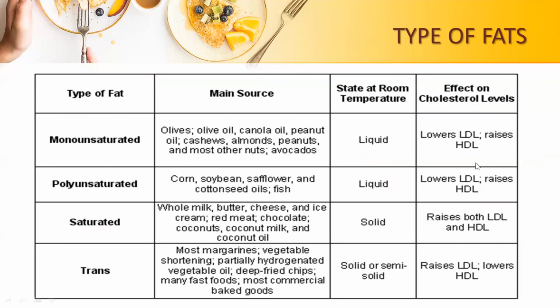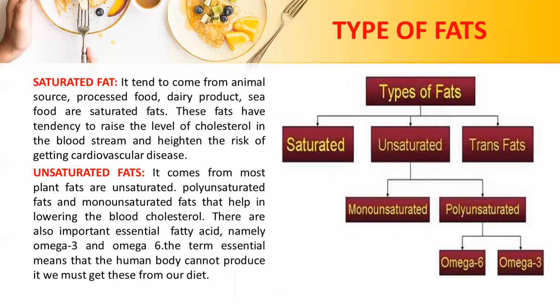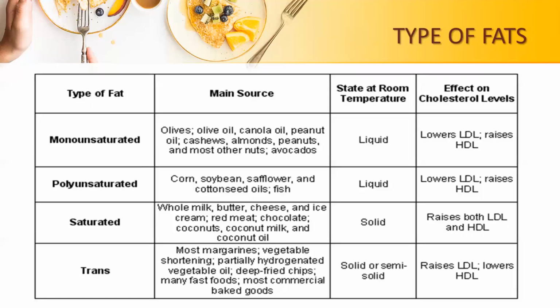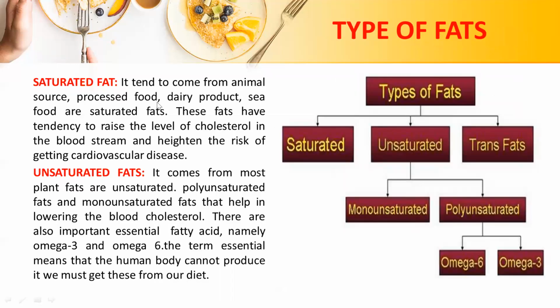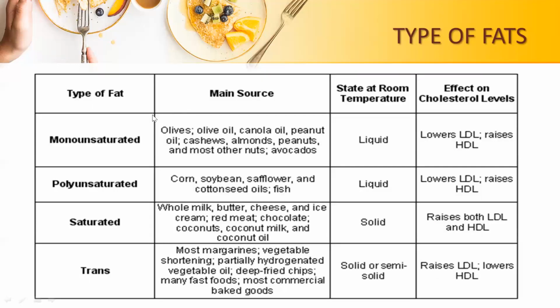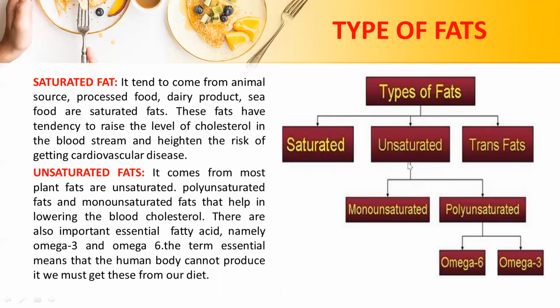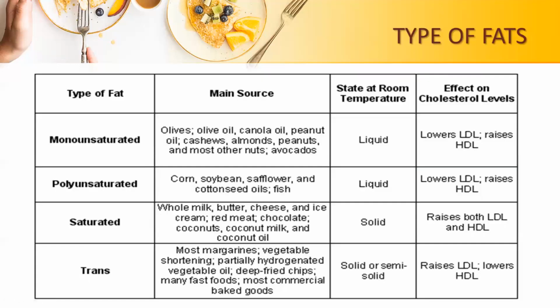This is a chart of types of fat: monounsaturated, polyunsaturated, saturated, trans. So what are the main sources? Where do we get monounsaturated and polyunsaturated from? And saturated and trans come from animal sources and processed food. Mono and poly come under unsaturated fat: olive oil, canola oil, peanut oil, cashew, almond, peanut and most other nuts, avocado.